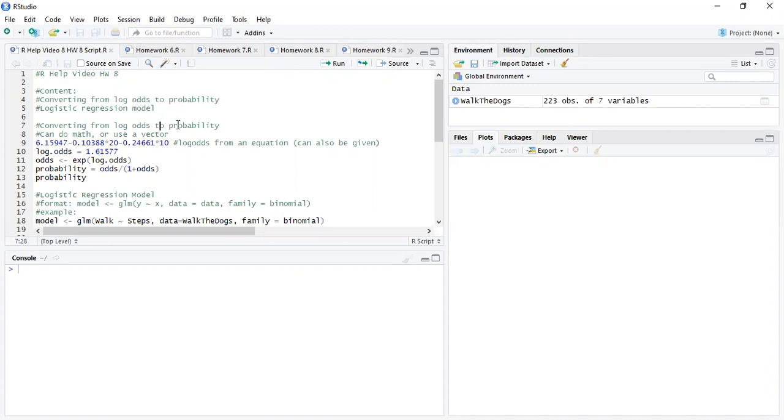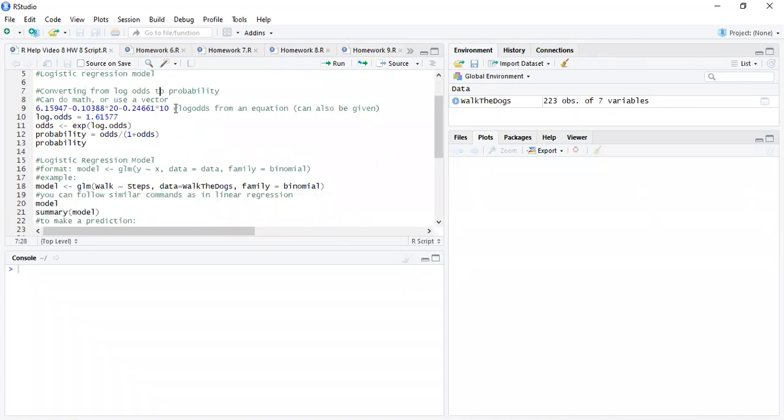So for the first topic, converting log odds to probability, you can do math or you can use a vector. By do math, I mean you can solve for your log odds and then go through all these steps I'm about to show you without making vectors. I like doing it this way because it makes it very simple. But if you'd like, you don't have to create vectors and you can just follow whatever I have after the equal sign and keep track of what you're calculating.